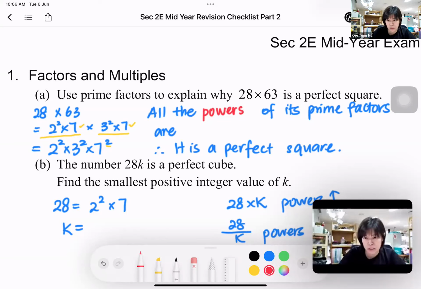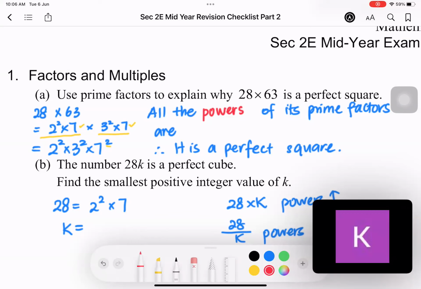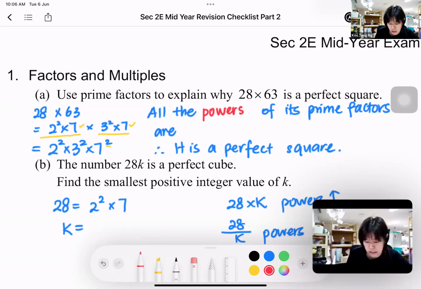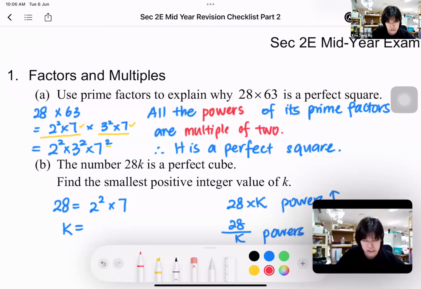But what happens if it's a perfect cube? Can it be an odd number? Multiple of 3. Yes, multiple of 3. So there's no flexibility, okay? I will still write multiple of 2, or what you can understand, even number, multiple of 2, or multiple of 3, so that there's flexibility in remembering the phrasing. Even if it's a perfect cube, you can still change this one to be multiple of 3. So therefore this is a perfect square.